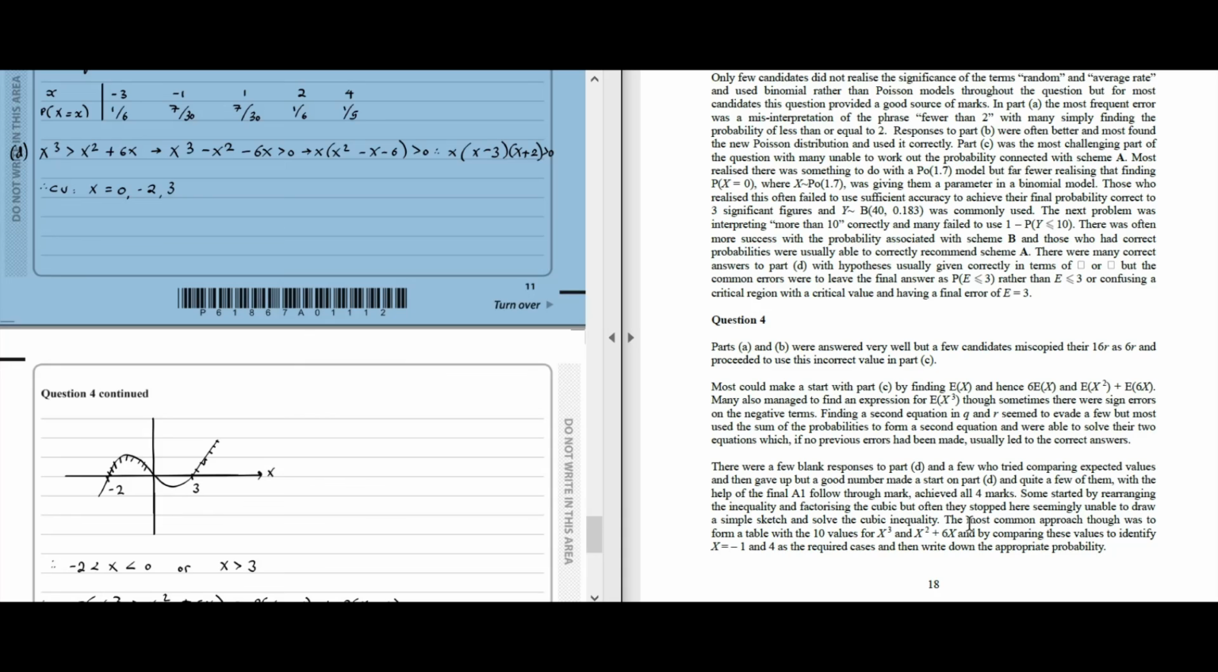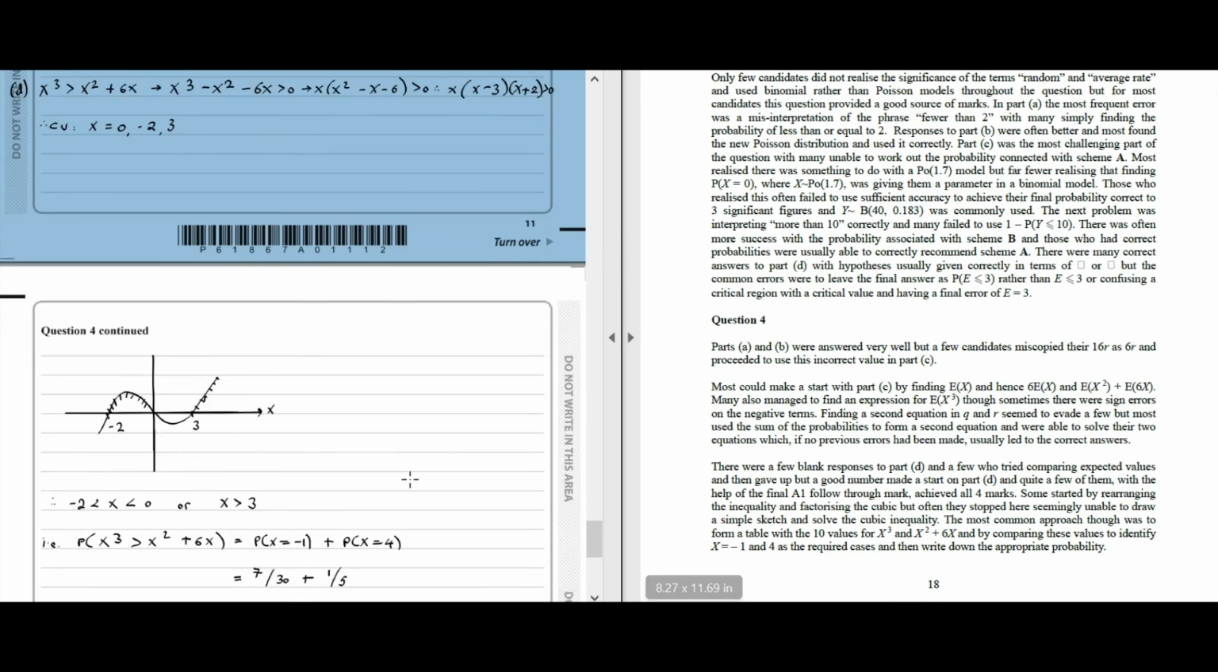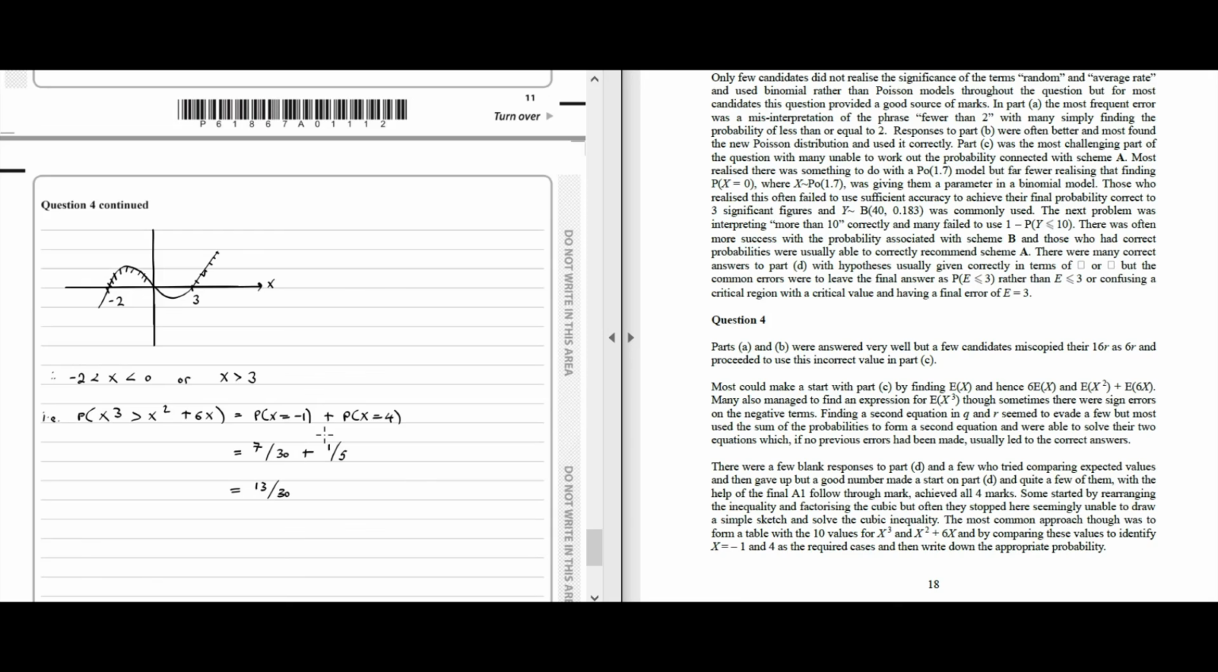So after that, the most common approach though was to form a table with the 10 values for x cubed and x squared plus 6x, which I didn't do, and comparing these values to identify x equals minus 1 and 4 as the required cases, and then write down the appropriate probability. I didn't do that, but I think my way is sufficiently fine as well.